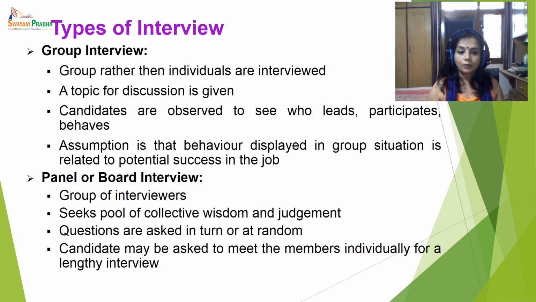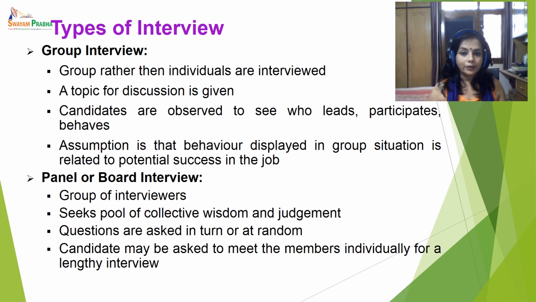So this is the group interview method, but here again the observer should keep the discussion on track. So he should be a moderator also, and he should have the ability to observe and record the reactions and behavior of the candidates.